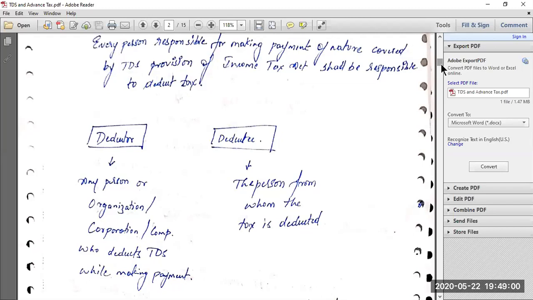What is important here is to understand that there are two parties involved in TDS. One is called the deductor and the other is called the deductee. Any person, organization, company or corporation who is making payment to another person, and while making this payment deducts a certain percentage of money and deposits it to the government, is called the deductor. The person from whom the tax is deducted, who receives the balance amount after a certain amount is deducted, is called the deductee. This is the important thing which you have to understand.